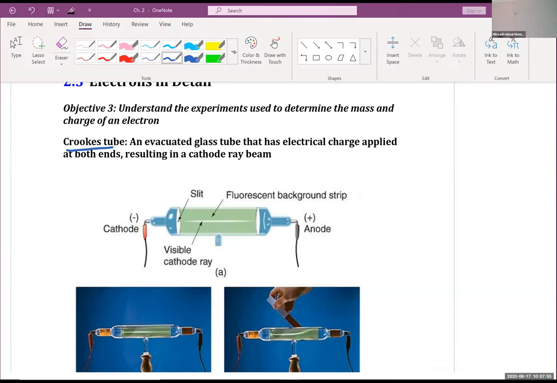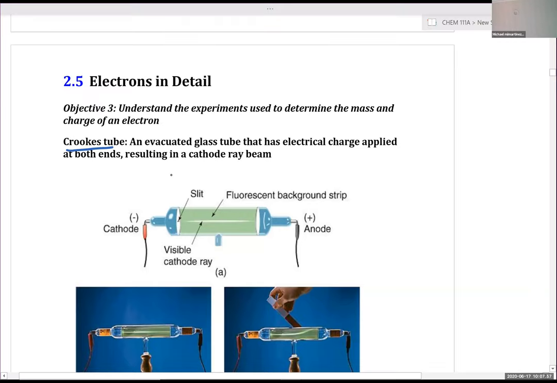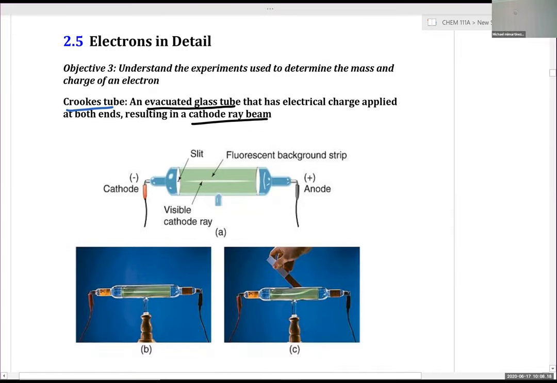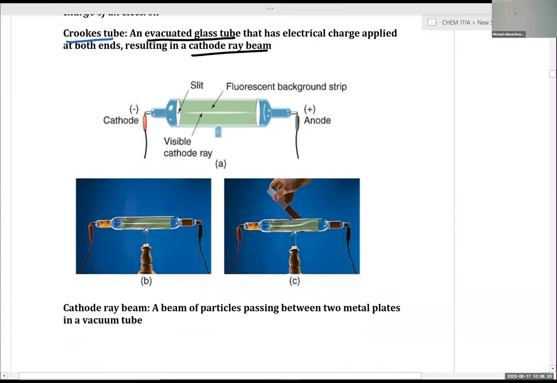Now, we don't have these in modern TVs, but these setups were extremely prevalent in old school televisions. Essentially, a Crookes tube is an evacuated glass tube that has an electrical charge applied at both ends, and this generates a quote unquote cathode ray beam. These are visible with the naked eye, and we can manipulate and perform experiments studying the cathode ray beam.